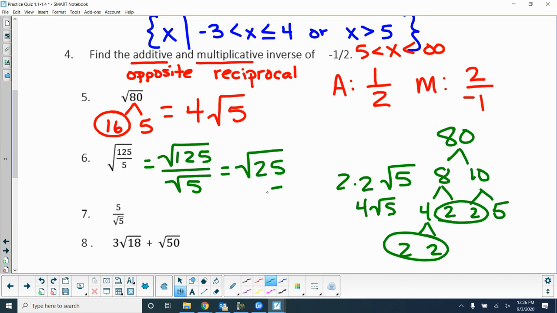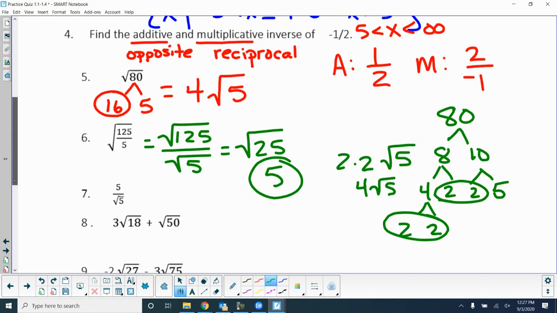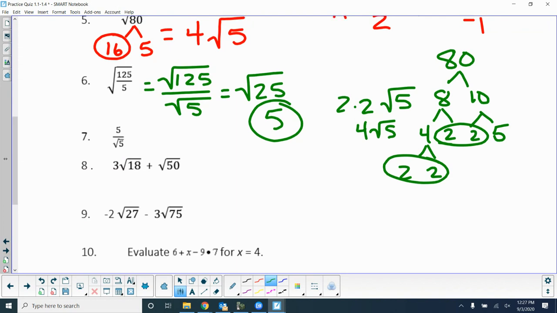So answer is 5. Now, every year, I get kids do this, and then they put a radical sign in front with the 5. You guys understand, you don't put the radical sign here. Because remember, square root means what times itself equals that number. And what times itself equals 25 is 5, right? Not the square root of 5. The square root of 5 times the square root of 5 is 5. Okay. These are all kind of mushed together, aren't they?